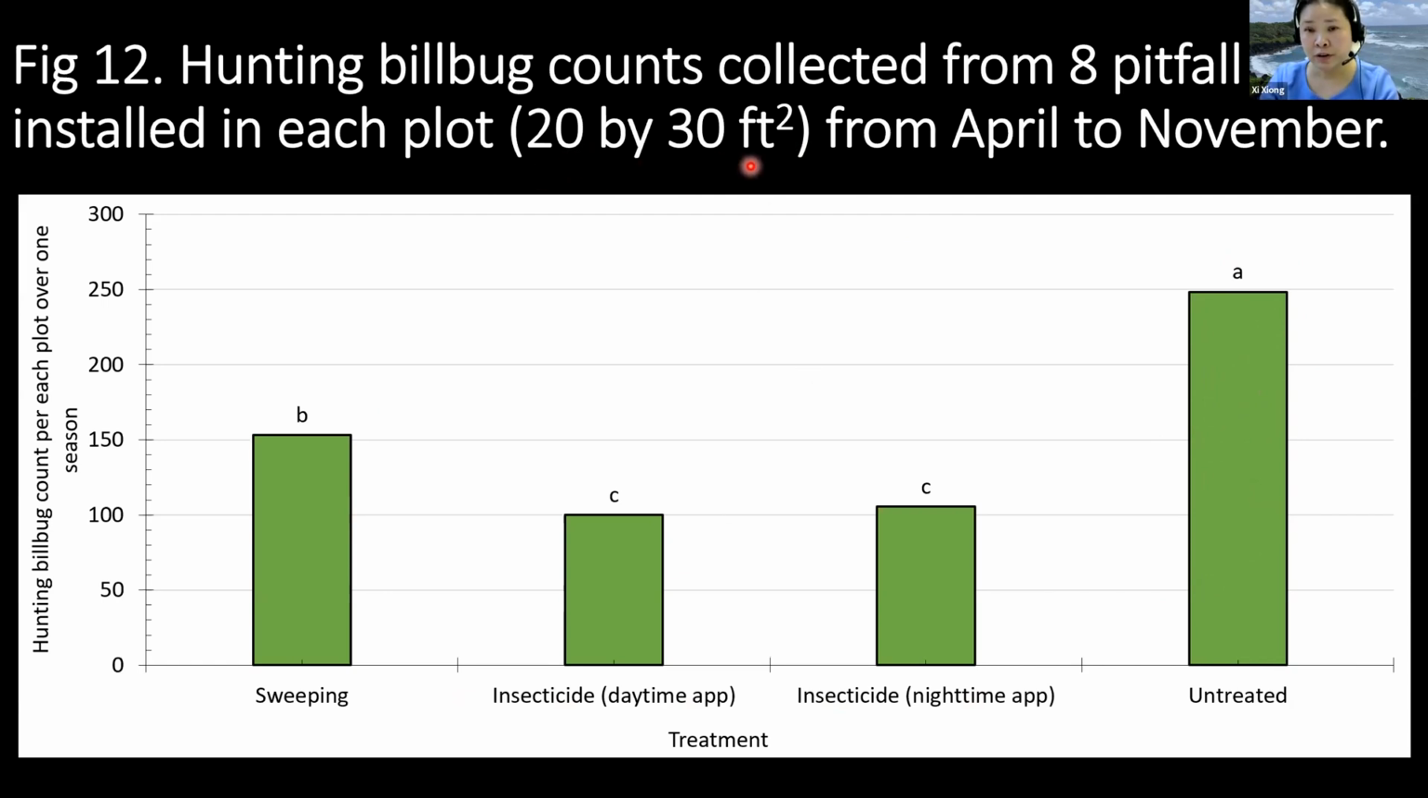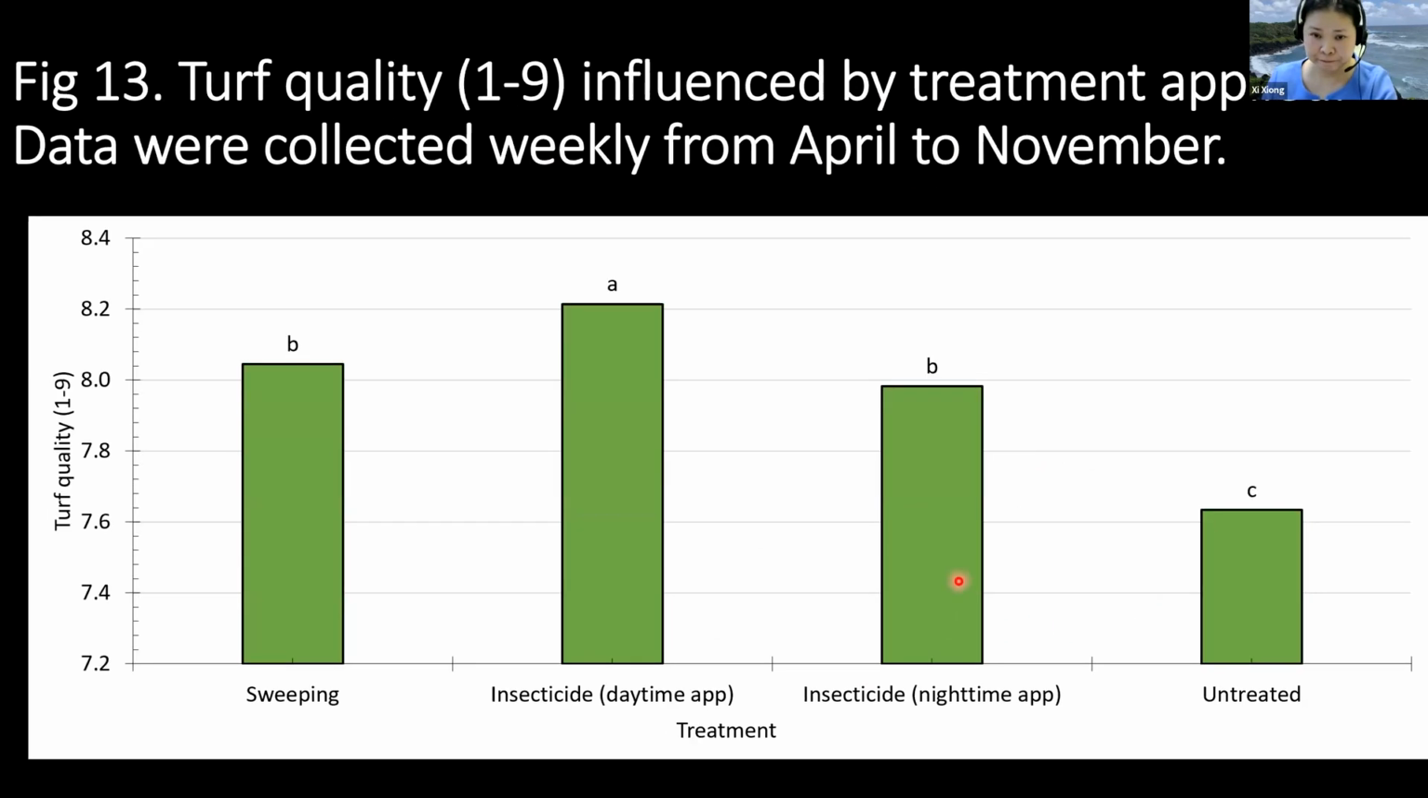Throughout just this one season, in those pitfall traps, we collected almost 2,500 hunting Billbugs. And also understand that those pitfall traps are only 4 inches in diameter. So the area covered by the pitfall traps, that the hunting Billbugs have to run into to fall in and be captured, is less than 0.5% of the area of the entire plot. So you can imagine how big the population really is there.